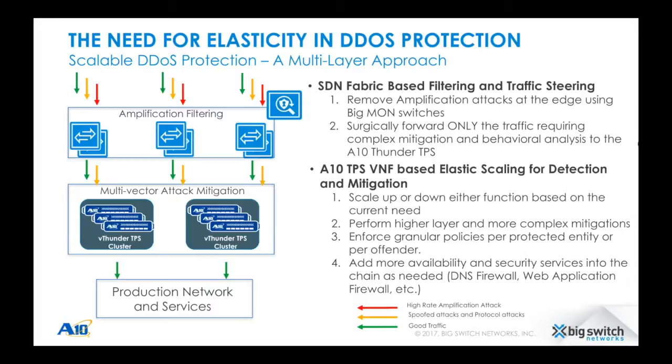In the next layer down, we see this area for multi-vector attack mitigation. This is really where we start talking about the scale-out capacity to be able to deal with higher layer functions that are really costly on the CPU and memory. So we scale up or scale down on either detection or mitigation function as needed. Performing these higher layer mitigations is very costly. We can do that with this larger scale-out shared capacity.